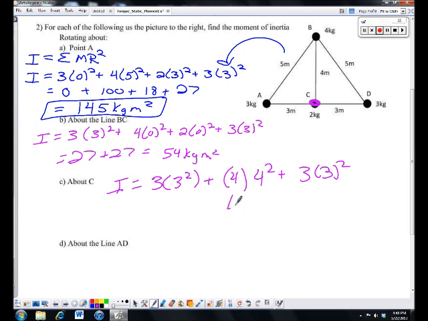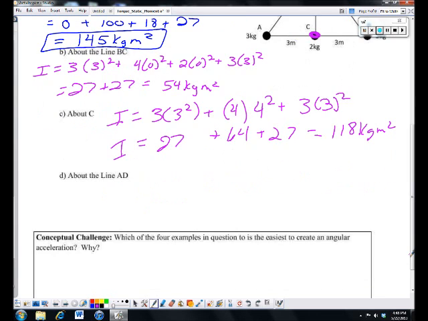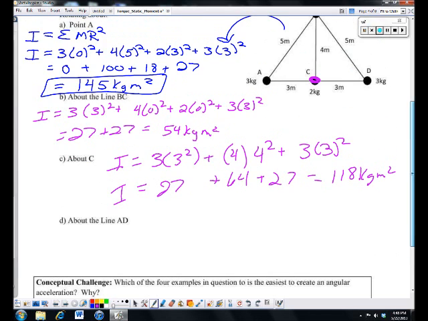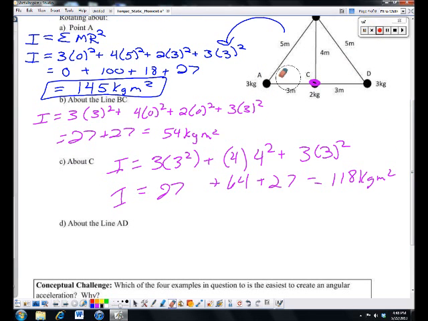4 to the 3rd is 64 if you didn't know. This is 27. This is 27. And notice this is just a little bit harder to do than part B. So it's 54 plus 64 is 118 kilograms meters squared, I believe. I'll double check my math. It's not important. The line AD, last one, easiest one at the end.